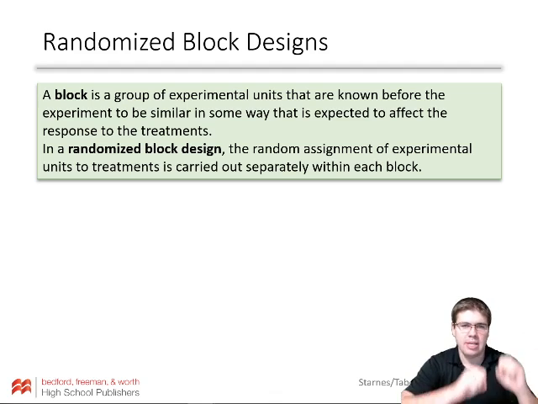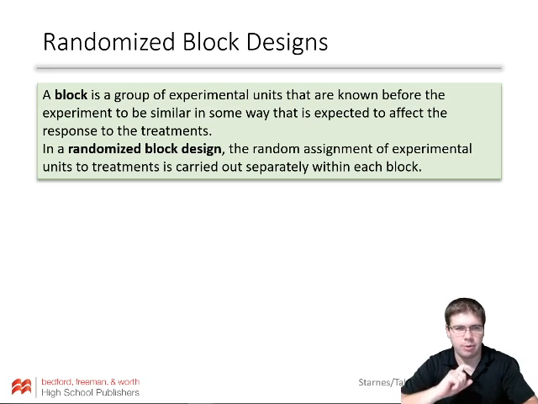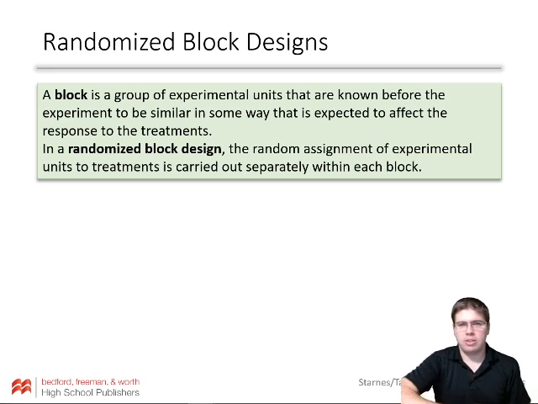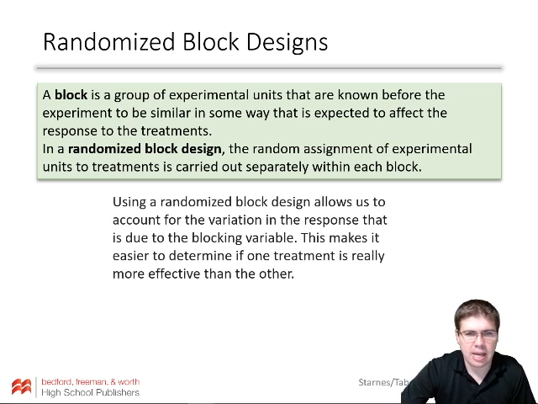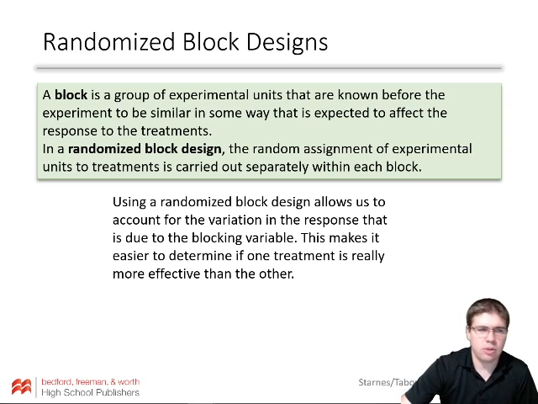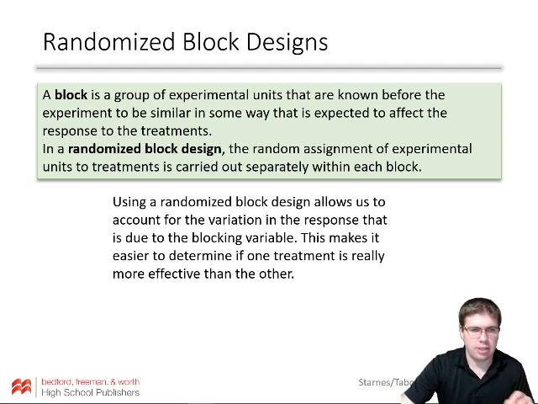I take all my boys and randomize within my boys, and I get half the boys into treatment A and half the boys into treatment B. Then I do the same for the girls, half into treatment A and half into treatment B. That allows us to account for the variation in the response that is due to the blocking variable. Overall, it should make our results more precise.